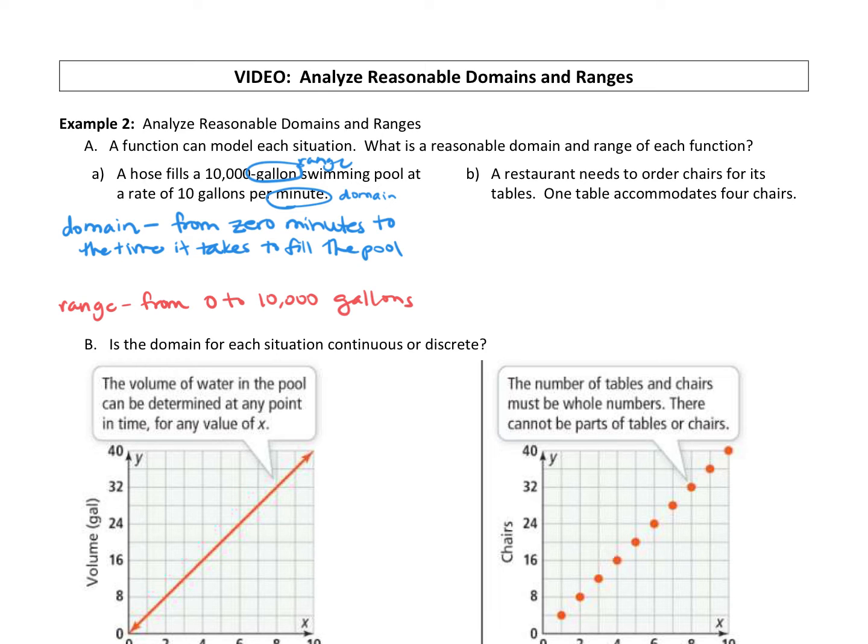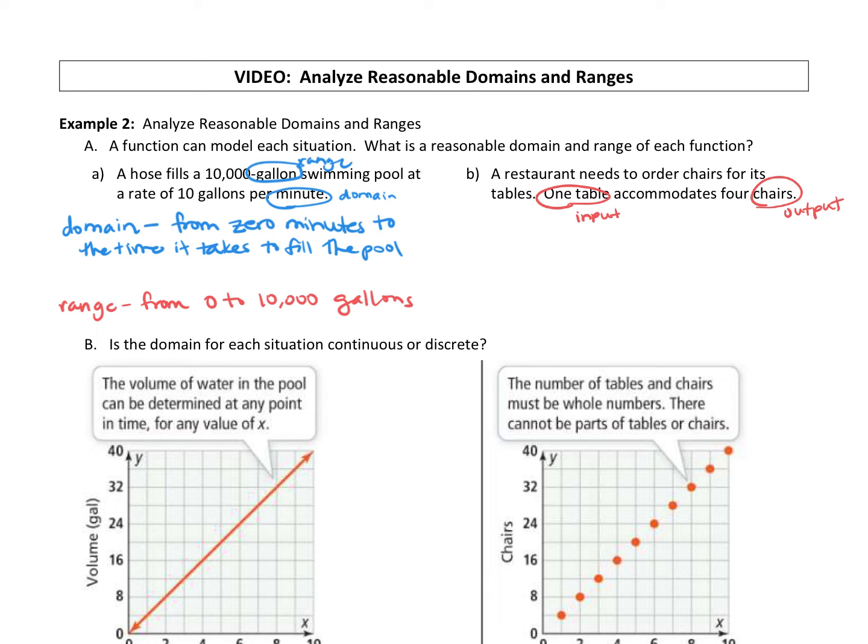All right, so let's look at a reasonable domain and range for this example. The restaurant needs to order chairs for its tables. One table accommodates 4 chairs. So if you have 1 table, you'll have 4 chairs. 2 tables, 8 chairs. 3 tables, 12 chairs. So the number of tables determines how many chairs we have. So in this example, that means that our tables will be the input, which is our domain. That determines how many chairs we have, which is the output, our range.